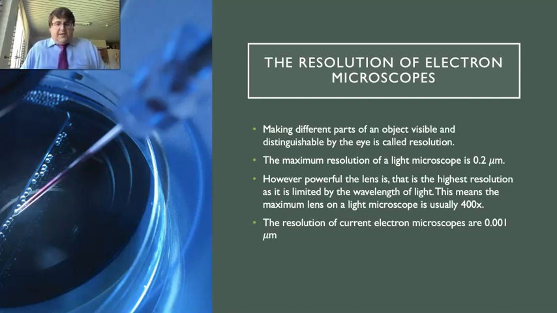Because we're using electrons and not light, the electron microscope images are generally going to be in black and white and not colour. The ones that you do see in colour have generally been edited after the image was taken to add the colour to it.